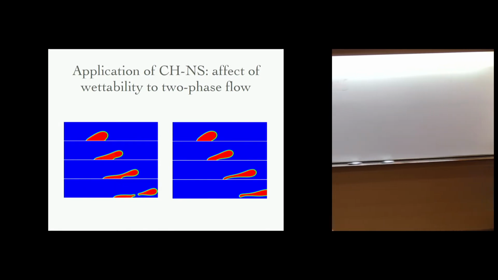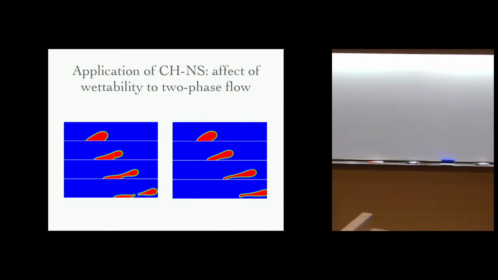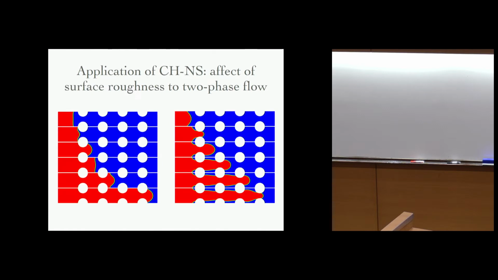For example, if we want to study the effect of wettability on two-phase flow inside porous media, you can study a single channel with an oil droplet touching the wall. You can change the wettability and flood with water to see what the difference is. That could be one case, and it can be solved by Cahn-Hilliard Navier-Stokes.